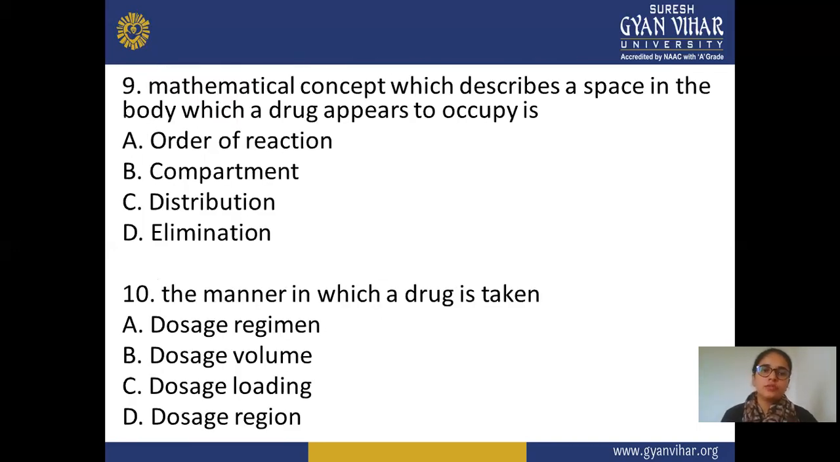In the next, ninth question, the mathematical concept which describes the space in the body which the drug appears to occupy is: A is order reaction, B is compartmental, C is distribution, D is elimination. In the tenth and last question, the manner in which a drug is taken is: A is the dosage regimen, B is dosage volume, C is the loading dose, D is dosage regimen. So these 10 questions are very simple and related to today's topic. If you completely understand this topic, then you can answer these questions.